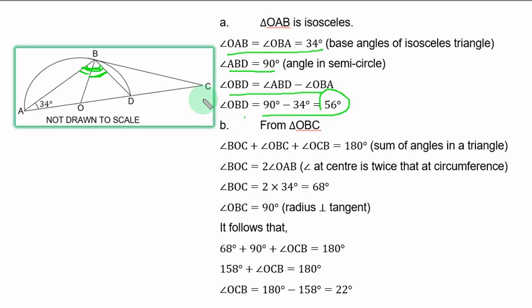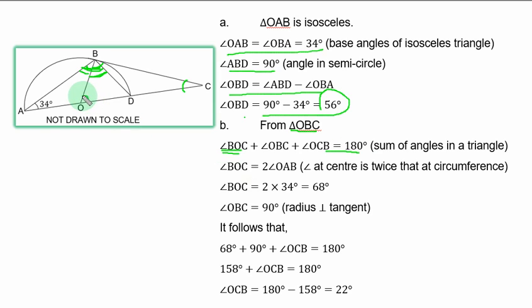B part, you have to find this angle. Now let's look at triangle OBC. You have three angles in that triangle. BOC, that is this angle here. You have OBC, the whole of this angle, and OCB. If you add up, the sum is 180 degrees. Now let's get the first one, angle BOC.